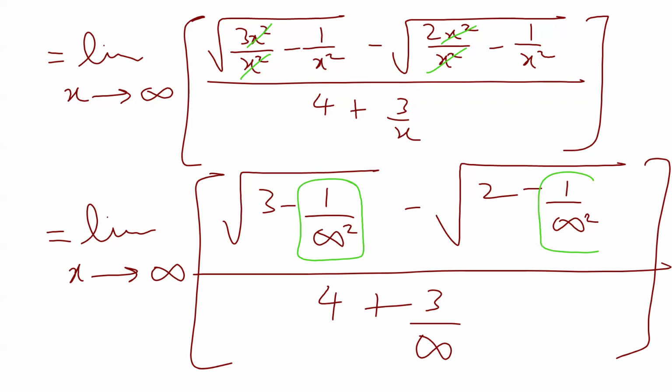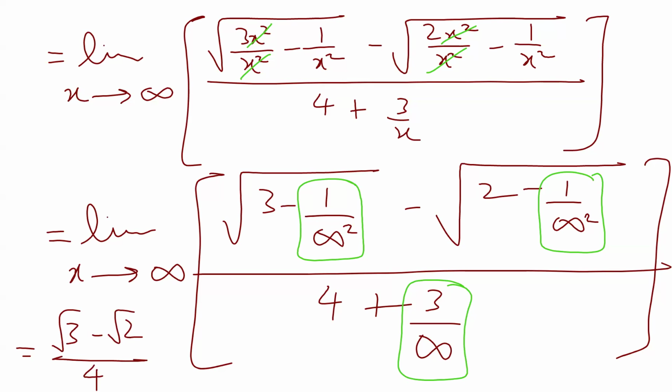Green color terms will be 0. So what is the final answer? Is it root 3 minus root 3 upon 4? Root 3 minus root 2 upon 4? Yes or no?